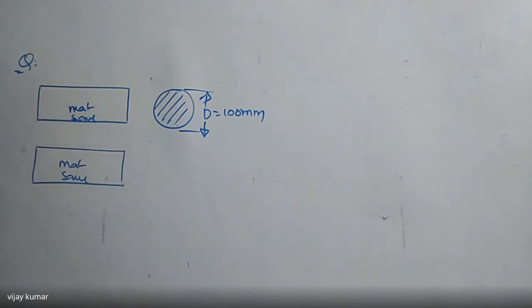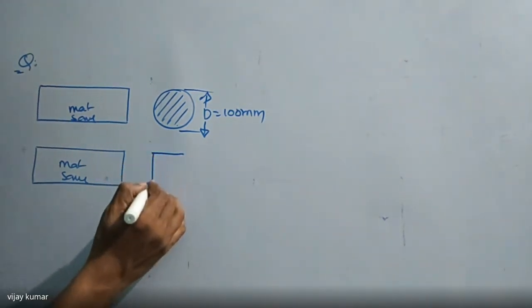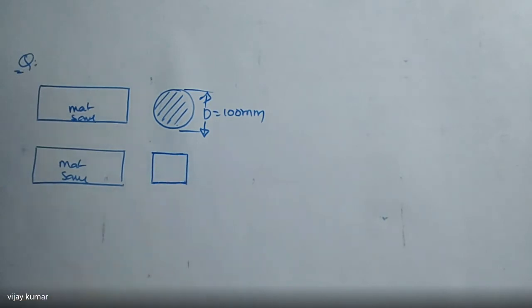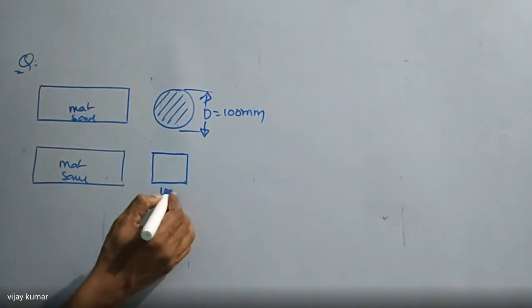Another one is a square section, with a side of 100 mm here.